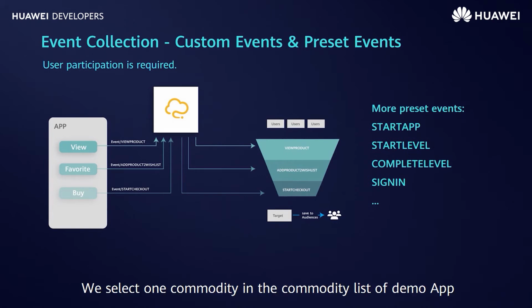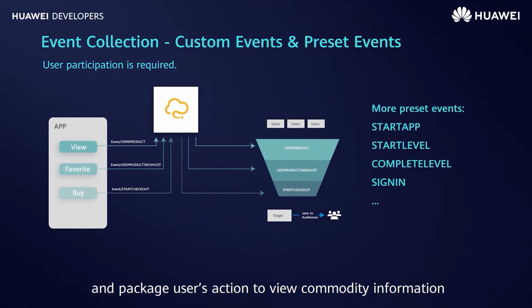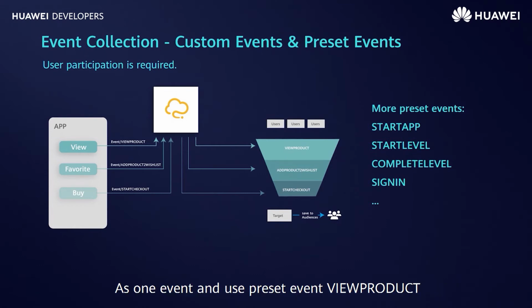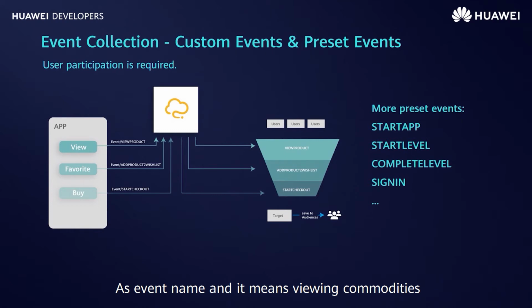We select one commodity in the commodity list of the demo app. Open the commodity details page and package the user's action to view commodity information as one event, and use the preset event view product as the event name, which means viewing commodities. Then the parameters are about commodity information, such as the ID, name, and price of the commodity.